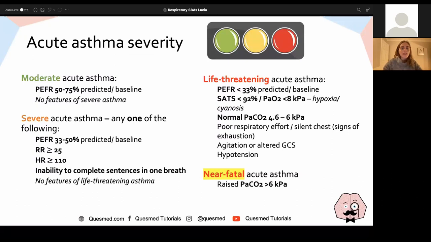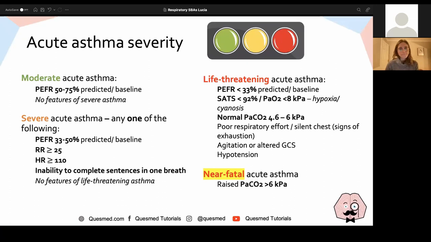So talking about acute asthma severity, right? These are your patients coming into A&E. Very important to be able to grade asthma attacks to be able to manage them, first of all, in the appropriate place. Okay, so we're talking about a moderate acute asthma attack when a patient has a peak expiratory flow of between 50 and 75% and no other features of greater severity. Very important, okay? A severe acute asthma attack has any one of the following. So if you have any of these, it classes as severe.